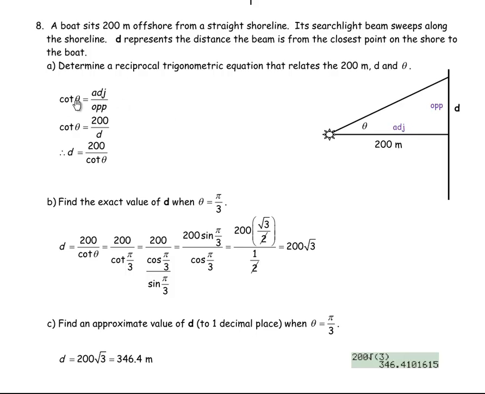So the cotan of angle theta is adjacent over opposite. Remember, tan is opposite over adjacent, so cotan is the reciprocal. And so if we put in place of the adjacent the 200 and the opposite is the D side, then cotan theta is 200 over D. If we want to solve for D, we could cross multiply, and it would actually look like this.